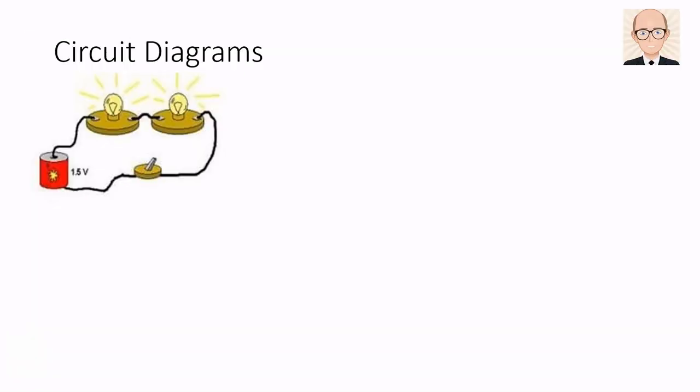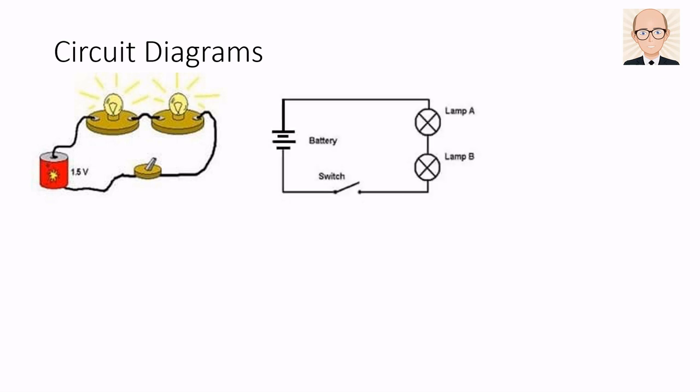Circuit diagrams are how physicists draw electrical circuits using the standard symbols I've just shown you. Can you draw the circuit diagram for this circuit here? There's one battery, one switch and two lamps in series with each other. The correct circuit diagram might look like this.